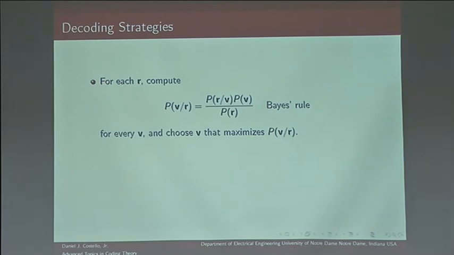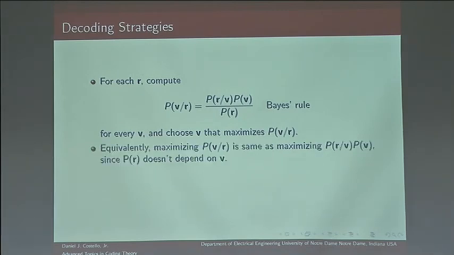So we want to compute this for every V, given an R. We want to compute this for every code word, and we've seen that our channel model should help us with this term. Then whichever code word gives us the maximum of this, that's what we want to assign to that received sequence.